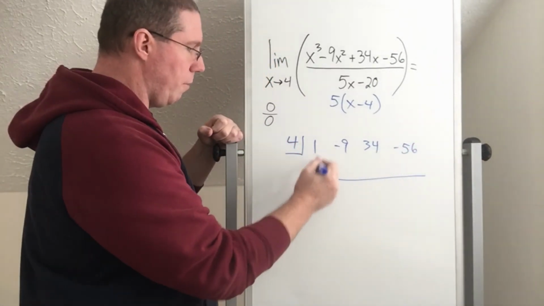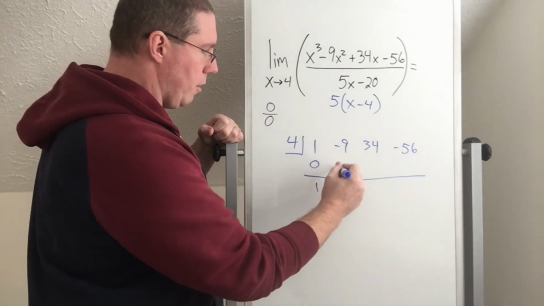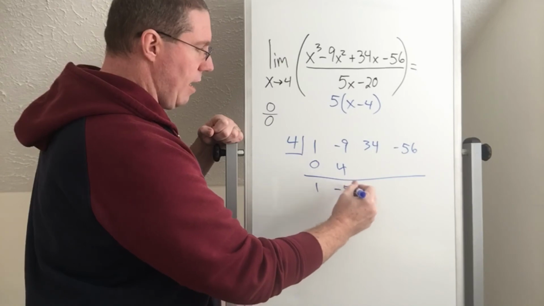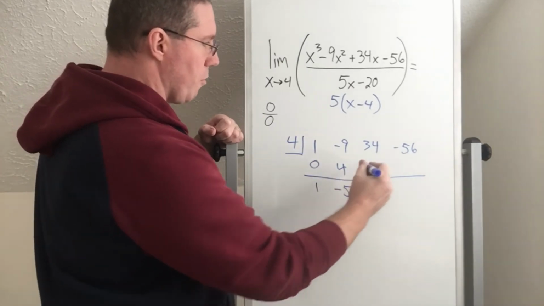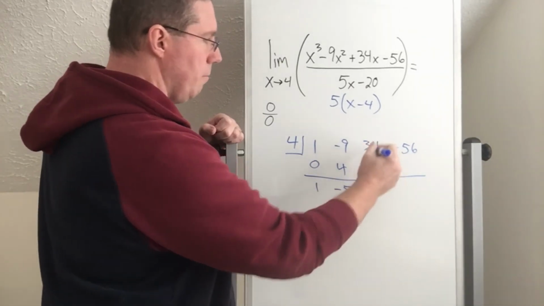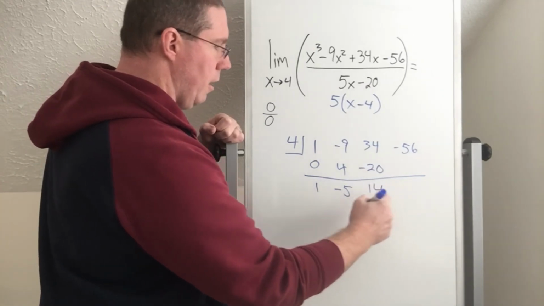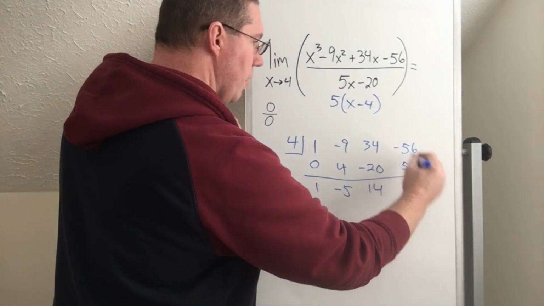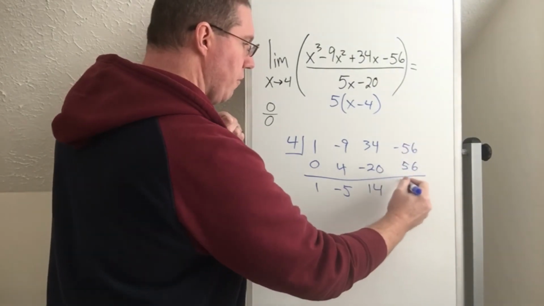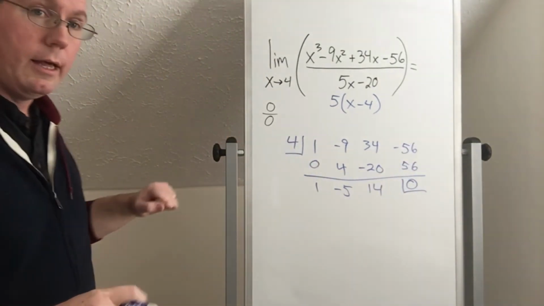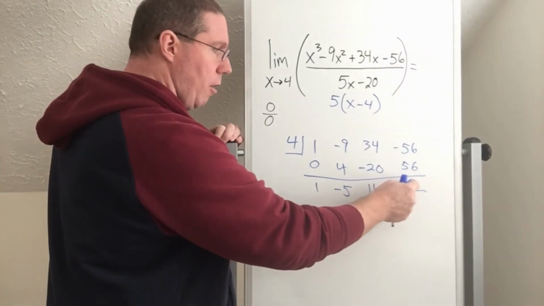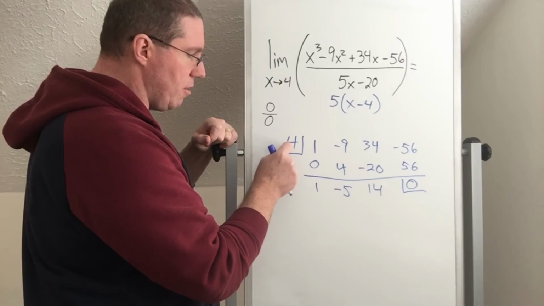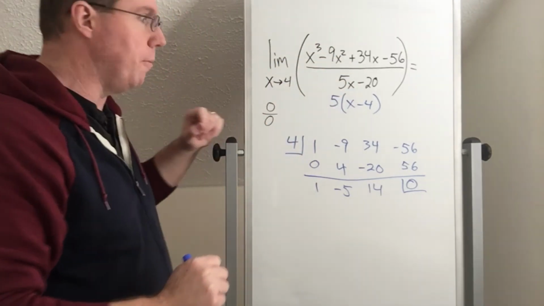Put our 0 here. 1 plus 0 is 1. 4 times 1 is 4. 4 plus negative 9 is negative 5. Negative 5 times 4 is negative 20. Plus 34 is 14. 14 times 4, that's 56. And 56 plus negative 56 is 0. So we have a remainder of 0, which we should. A remainder of 0 indicates that by the factor theorem, x minus this number is one of the factors of the polynomial.